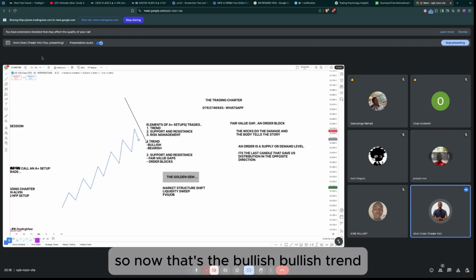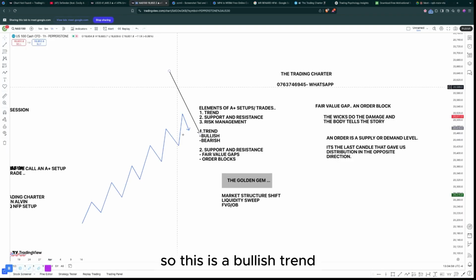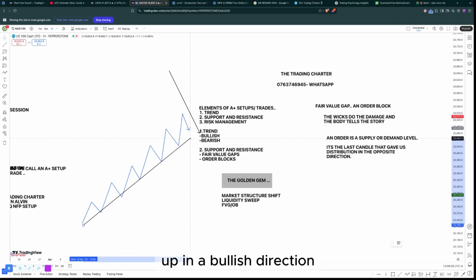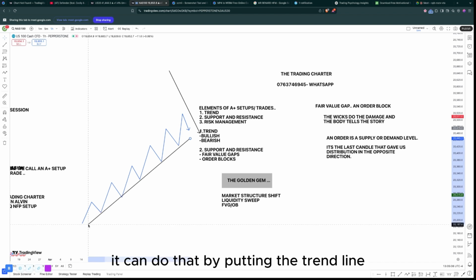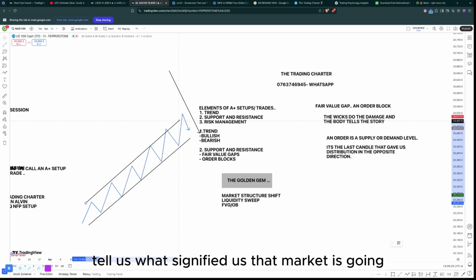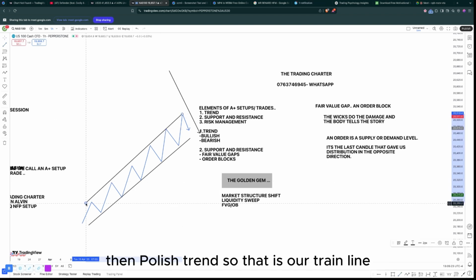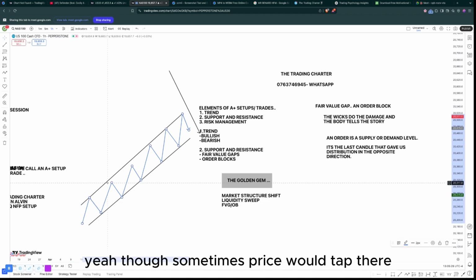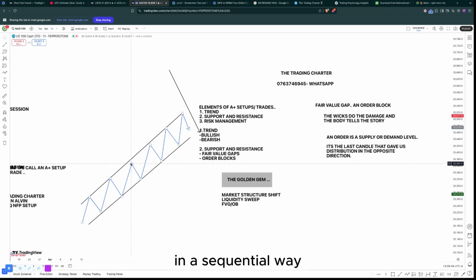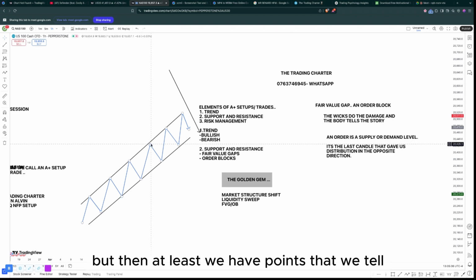So now that's the bullish trend. So this is a bullish trend, and it signifies that price is going where? Up in a bullish direction. So you can see it. You can do that by putting the trend line. Then also up here, we put a trend line to signify to us that market is going in a bullish trend. So that is our trend line. Yeah, though sometimes price won't tap there in a sequential way, but then at least we'll have points that will tap.